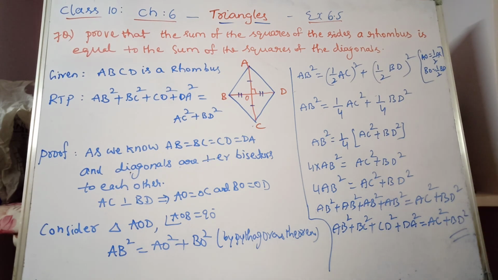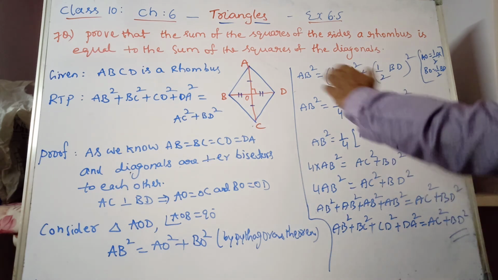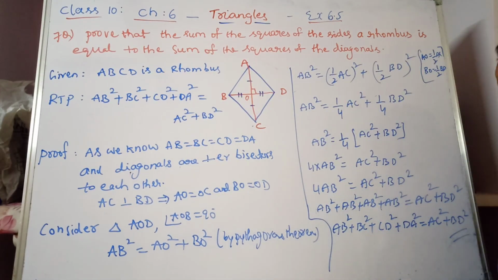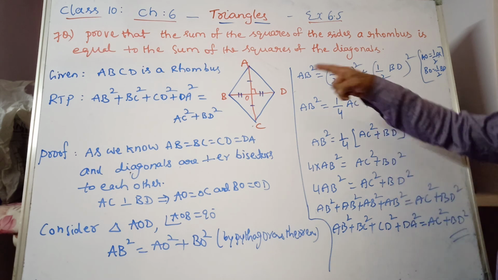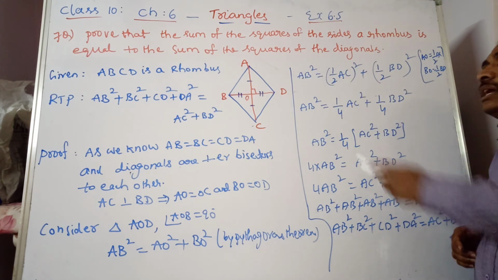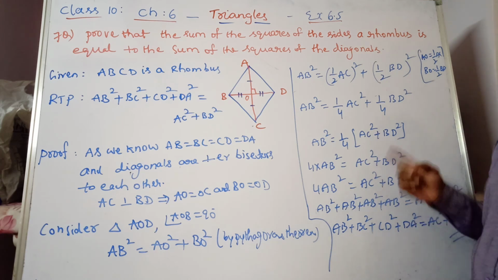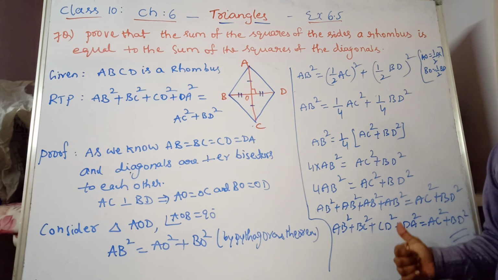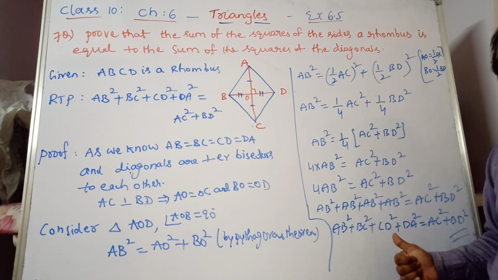So hence the sum of the squares of the sides of a rhombus is equal to the sum of the squares of the diagonals. Do you understand? We know the property that the diagonals of a rhombus are perpendicular bisectors of each other and each side is equal, all sides are equal. I hope it is clear to you. Do you understand?